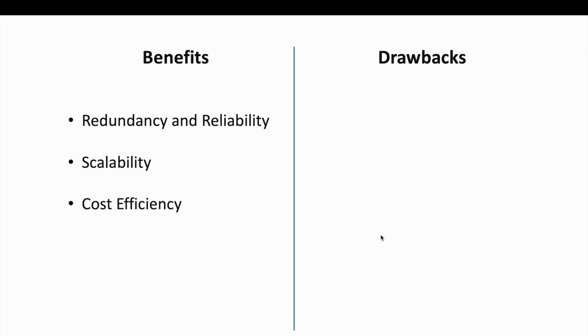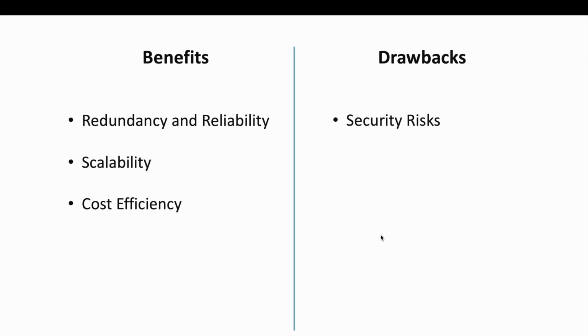Now, what are the benefits? First one is redundancy and reliability. Data can be stored on multiple peers, increasing the robustness and fault tolerance of the network. Scalability: as more peers join the network, the total system capacity increases, often improving performance and resource availability. Cost efficiency. The distribution of resource provision and consumption can reduce the need for expensive server infrastructure and bandwidth.